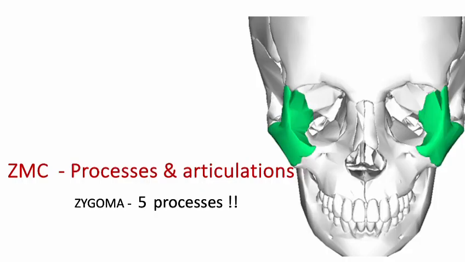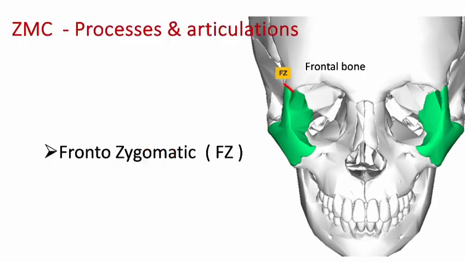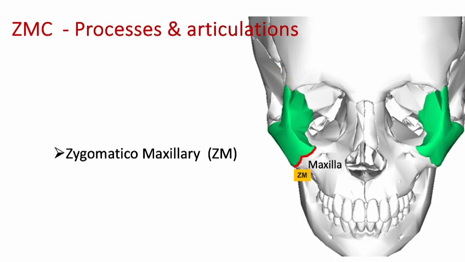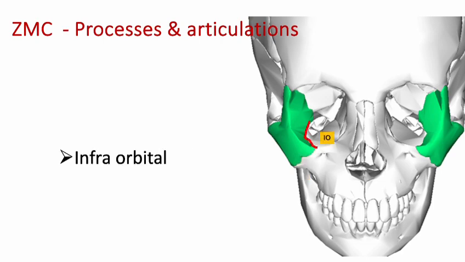First of all, one needs to understand a few terms which are specific to zygoma. It is important to be familiar with them to understand the clinical features and treatment better. Remember, zygoma has 5 processes. To start with, the frontozygomatic process which articulates with the frontal bone. And this is the frontozygomatic suture shown in red. The zygomatico maxillary process. The zygomatico maxillary suture shown in red.